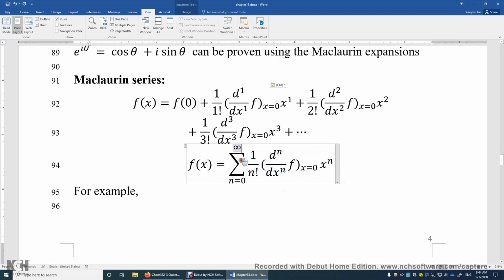It's just the sum of 1 over n factorial times the nth derivative of the function, and we plug in x equals 0 to get a number, and this number times 1 over n factorial is the coefficient in front of x to the power of n.